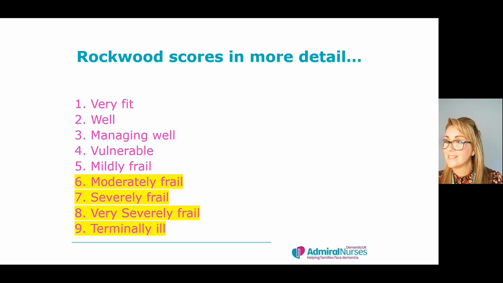A score of 8 is very severely frail. So the person is completely dependent. They're approaching the end of their life. Typically, they could not recover from a minor illness. And a score of 9 is terminally ill. So that person will be approaching the end of their life. And this category applies to people with a life expectancy of less than 6 months.